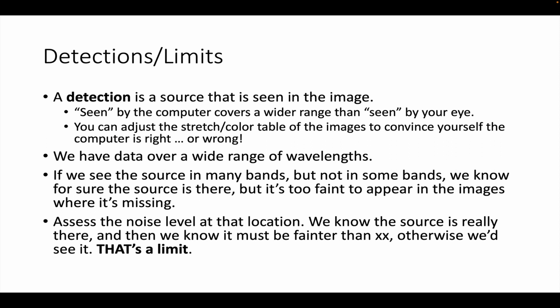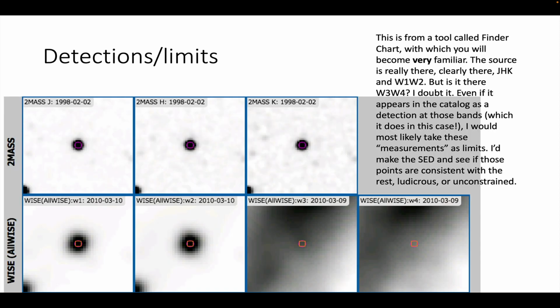So what we do is we say, okay, we need to look at the images where it's missing and assess the noise level at the location. We know for a fact that the source is really there. When we look at the noise level in the image where it's missing at that location, then we know that the source must be fainter than that, otherwise we'd see it. That's a limit. Okay?